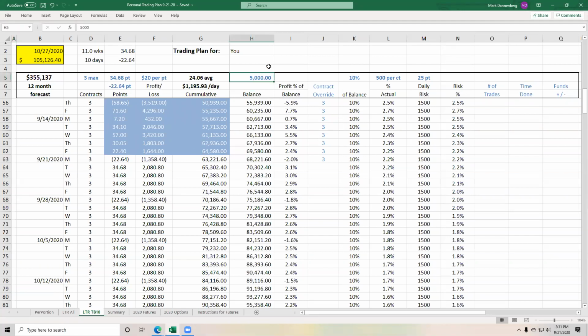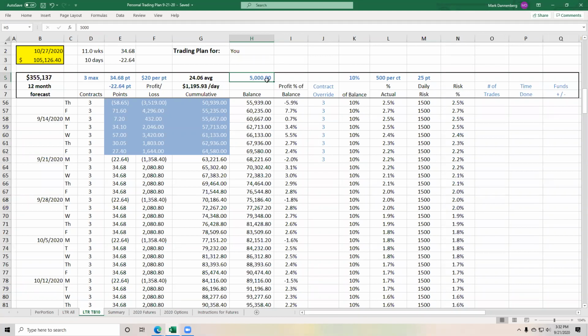So just a couple of highlights here. We are starting with the assumption that we have $5,000 in the account and we're trading futures. We're trading NASDAQ 100 futures. Now you can trade anything you want. You can start with whatever amount you choose. You can trade options. This tool also has an area where you can track your options performance. But we start with $5,000.